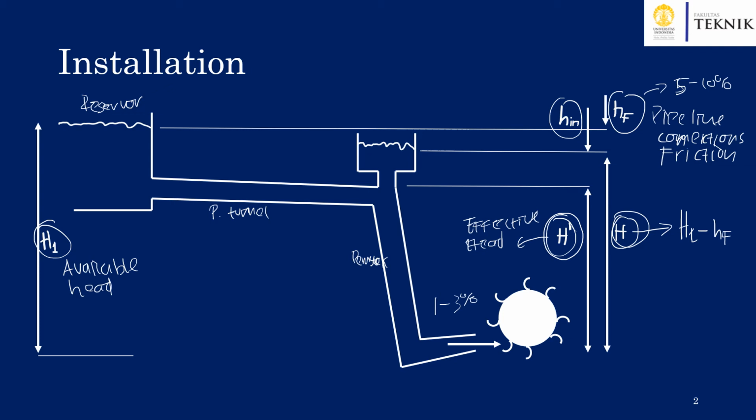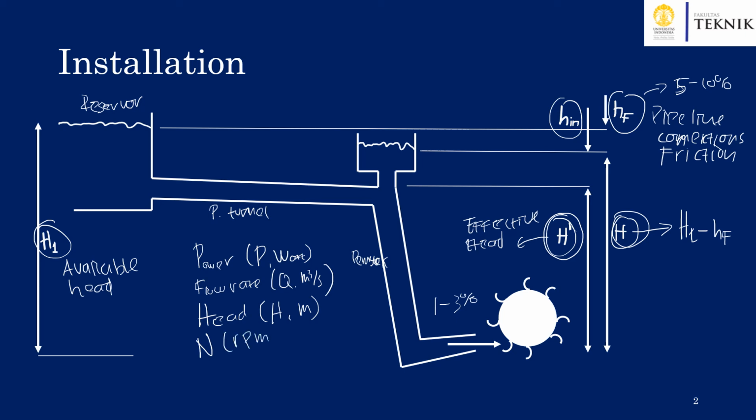On the other hand, when we design the turbine, the points that we need to consider are normally the power, P with unit in watt, and we also need to consider the flow rate, Q with unit in cubic meter per second, the head, H with unit in meter, and the rotational speed of the turbine with unit in RPM.